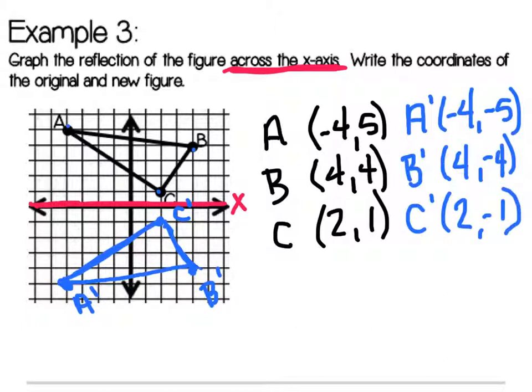Now, looking at this reflection, we're going to look at our ordered pairs and see what we notice. We had -4, 5 for the original point A. Its image was at -4, -5. Point B was at 4, 4. The image was at 4, -4. And point C was at 2, 1. The image was at 2, -1. So, put a little star here. When we reflect across the x-axis, what changes in your coordinates?